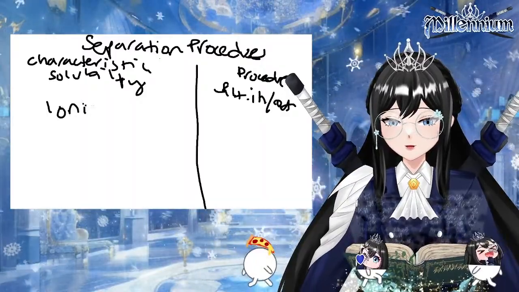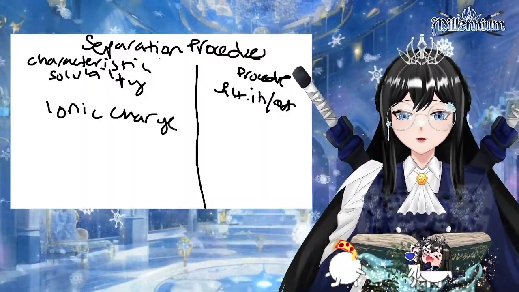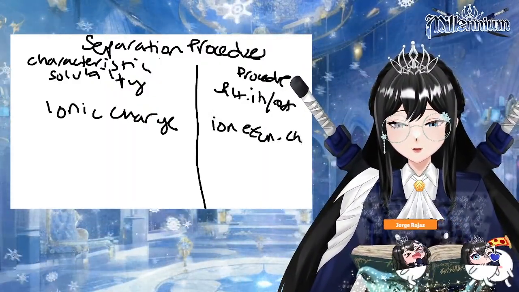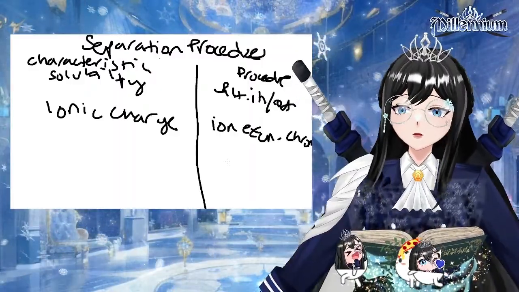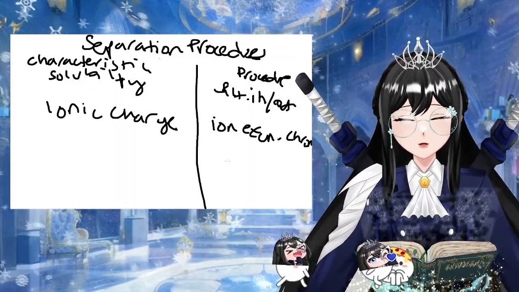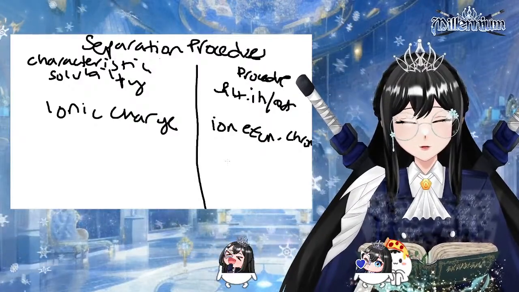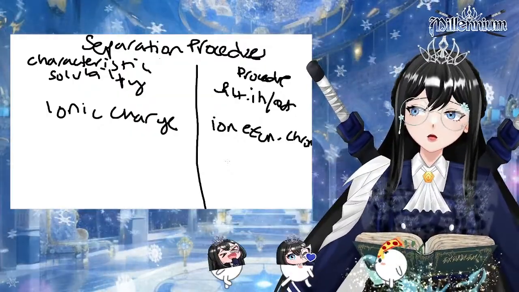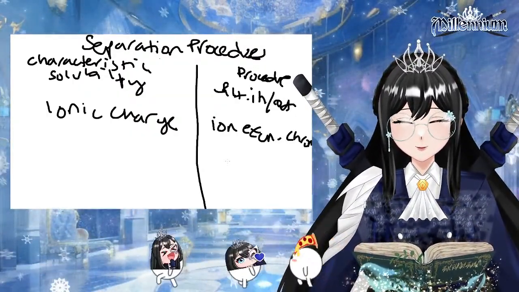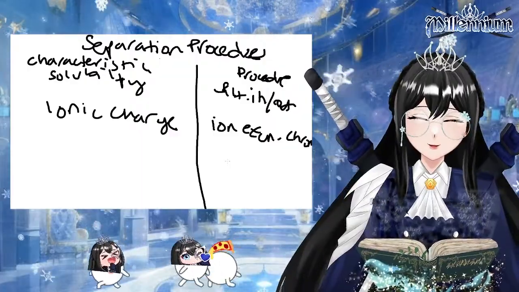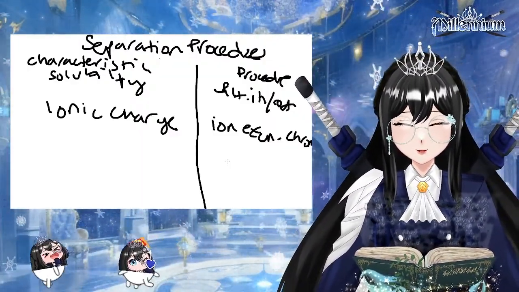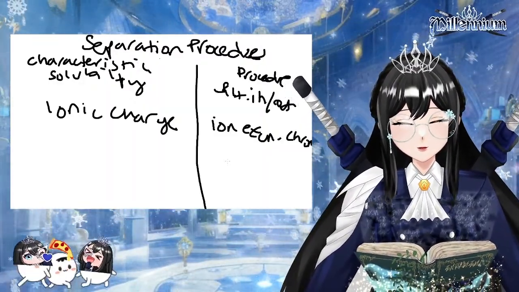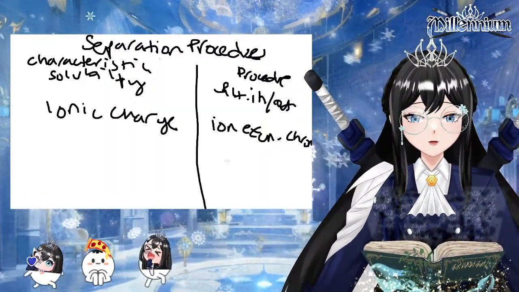Ion, the ionic charge, that is the characteristic. You have ion exchange chromatography. This one will separate the proteins based on net charge by binding them to a charged resin, and the proteins are eluted by increasing the salt or changing the pH. So separate them based on net charge by binding them to a charged resin, either cationic or anionic, and then you just increase the salt or change the pH so that the pure proteins are eluted.